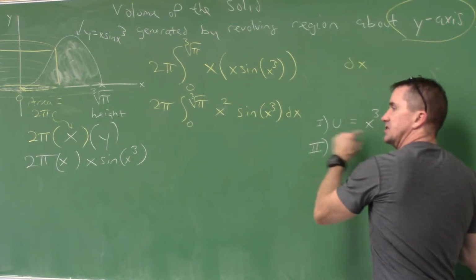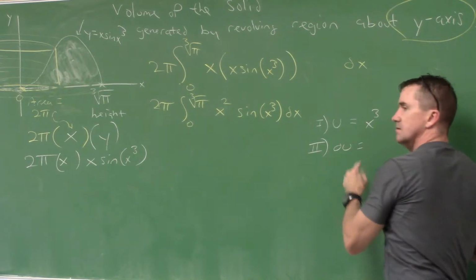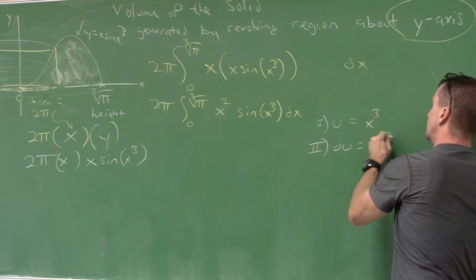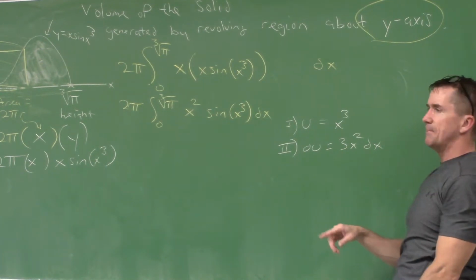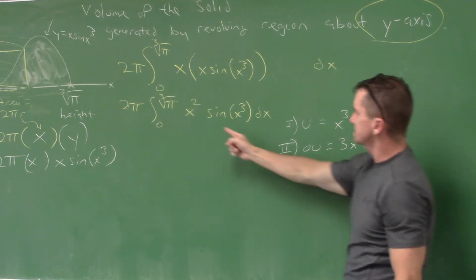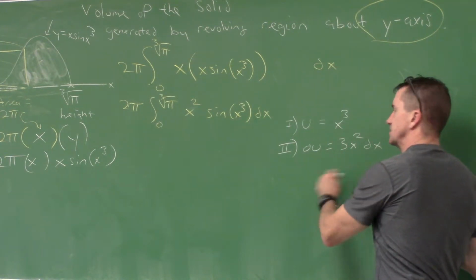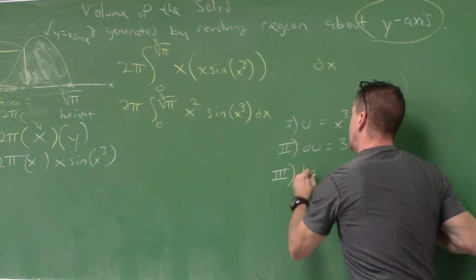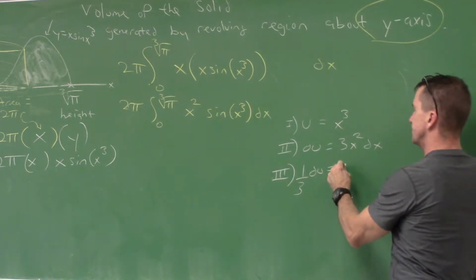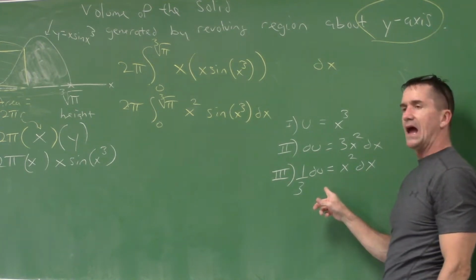Step two, differentiate both sides with respect to x. Okay, du. And this will be 3x squared dx. I'm going to do one more step, everyone, because my goal is to get rid of this x squared dx. So I'm going to divide that 3 on both sides. So I get 1/3 of a du equals x squared dx. And now it's time to substitute.